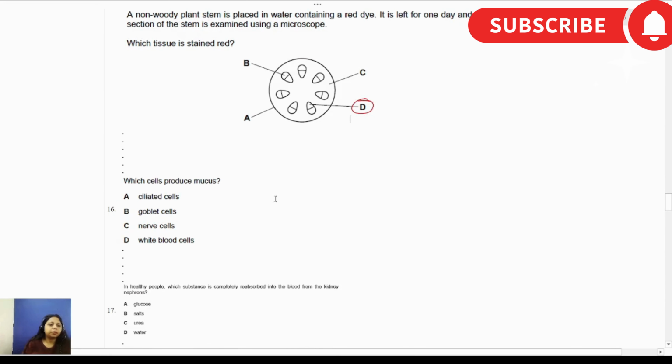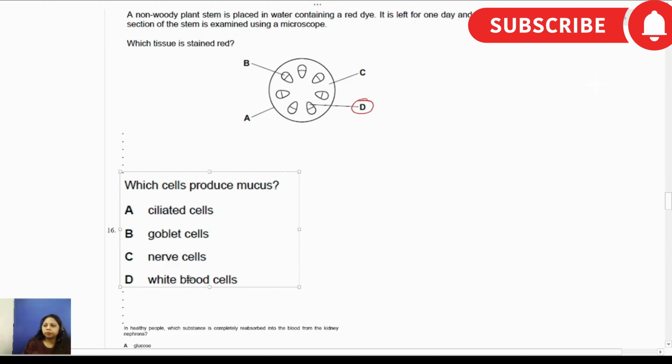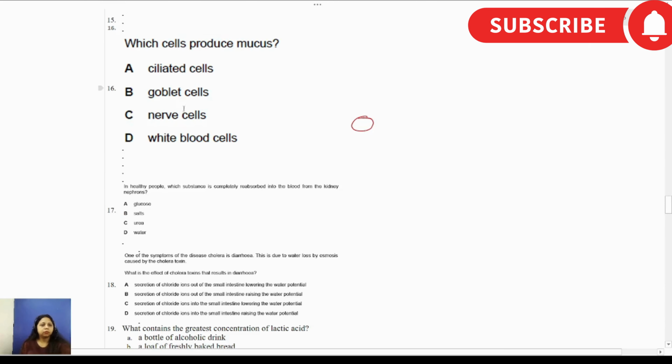Which cells produce mucus? This is again a part of your respiratory system. Zoom in. The goblet cells. What produces the mucus? The goblet cells. And ciliated cells move that mucus out of your trachea.